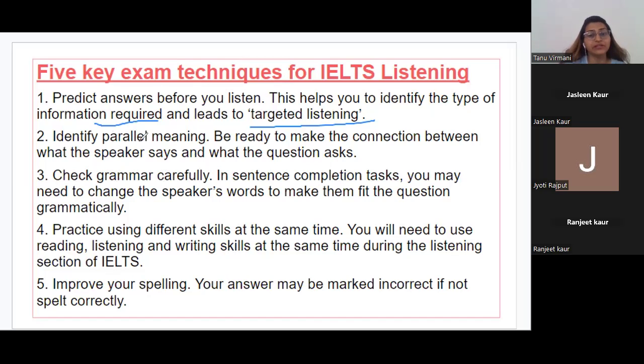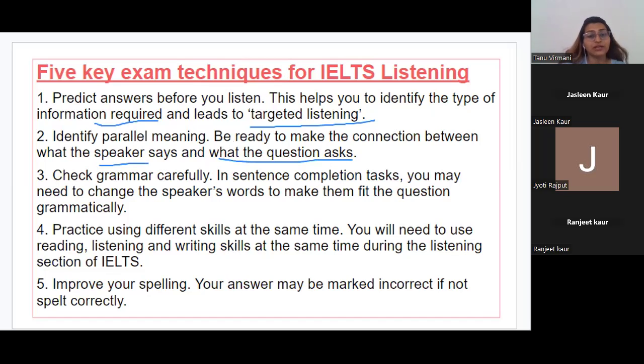Identify parallel meaning. Be ready to make the connection between what the speaker says and what the question asks. Always correlate what your question is and what the speaker is saying. So you have to identify that connection between the question and the speaker's talk.